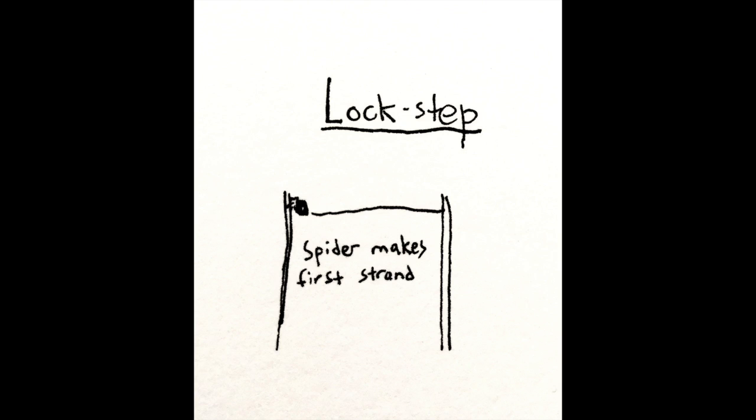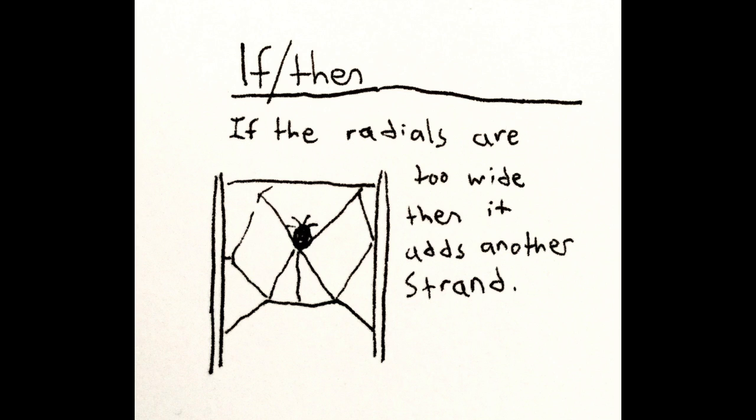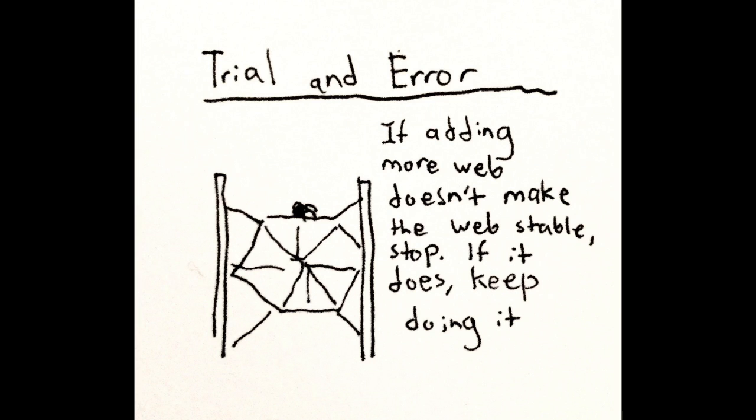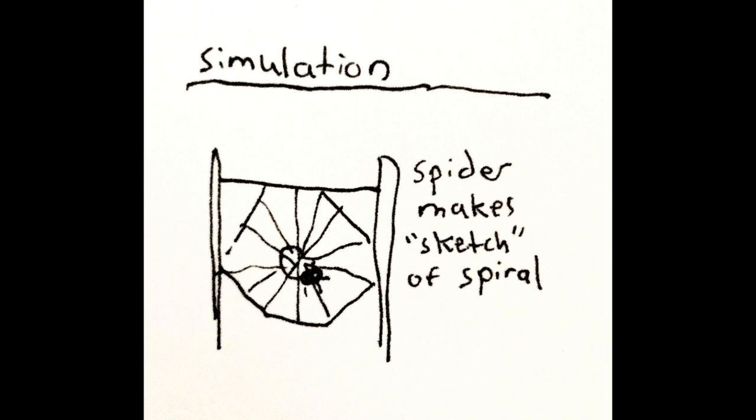A spider building a web uses different kinds of feedback. Lockstep sequences dictate unvarying procedures and do not use feedback. If-then sequences are pre-planned but permit sensory input. Trial and error says repeat what works and stop what doesn't. Simulation is making a mental model and imagining the consequences.